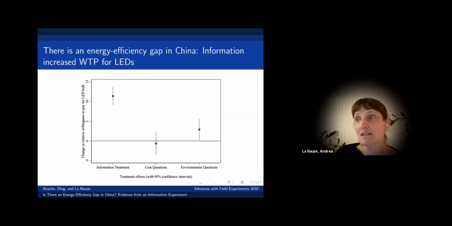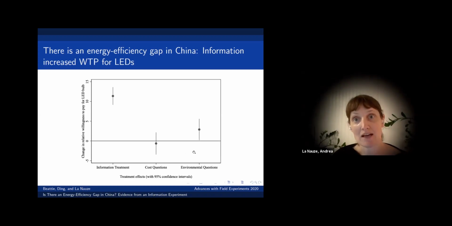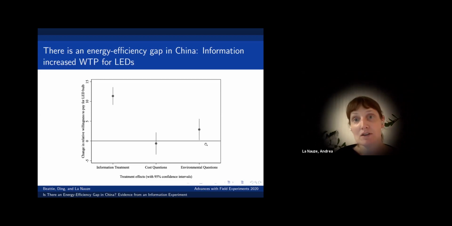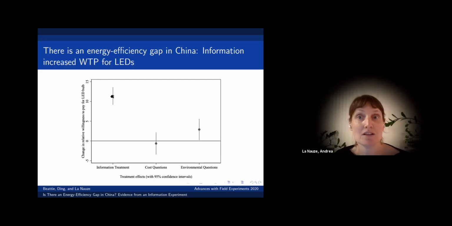So our first main result is that information on the energy cost of light bulbs increases willingness to pay for the energy efficient light bulbs. That effect is robust, positive, and significant across specifications. In contrast, we don't find robust evidence that priming participants had an impact on willingness to pay. The coefficient of the environmental priming treatment is positive and significant in this specification, but it's not robust, and it's certainly a lot smaller than the effect of information. So we're going to conclude that there is an energy efficiency gap in China.